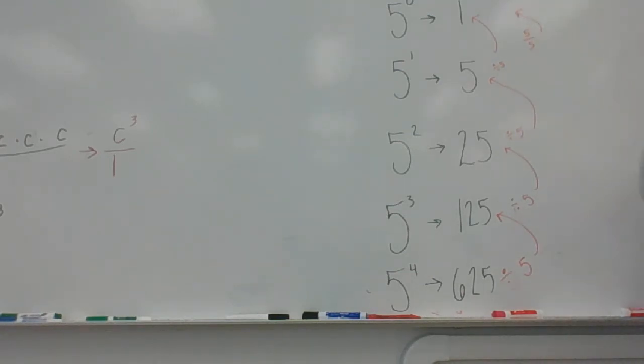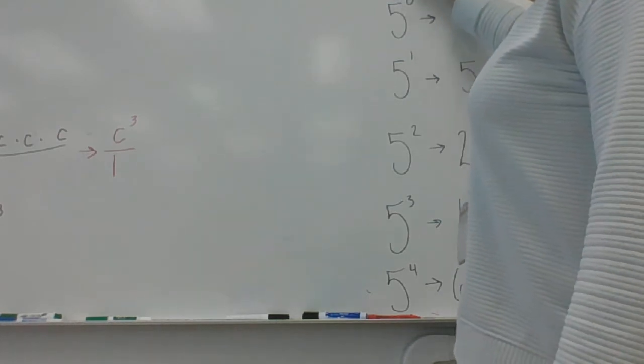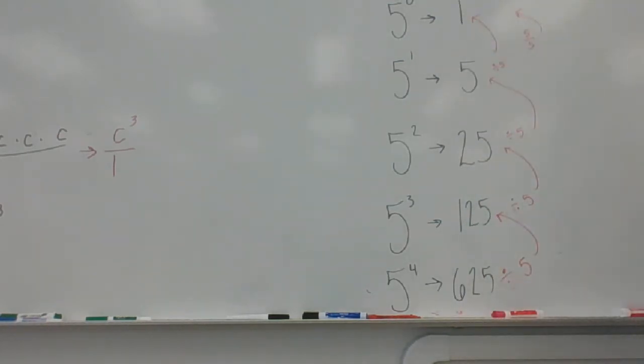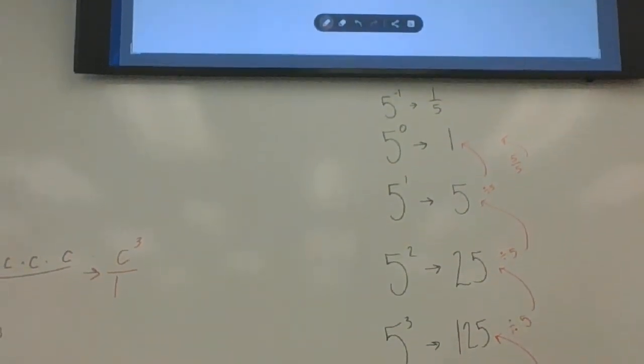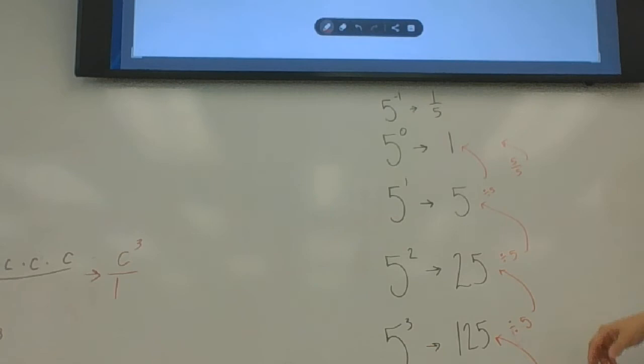Can I impart another piece of wisdom on you? We're about to look at negative exponents. You know what 5 to the negative 1 is? A lot of people think it's a negative number, but it's actually 1/5, because it's 1 divided by 5. 5 to the negative 2 is 1/25, because we're just dividing. 5 to the negative 3rd is 1/125. 5 to the negative 4 is 1/625. Working the other way, negative exponents aren't negative numbers, they're division.